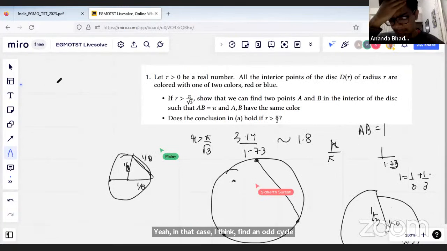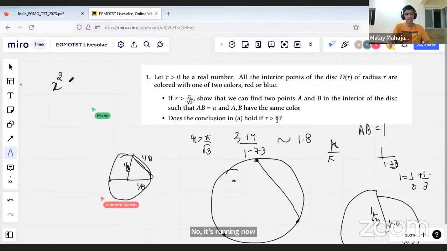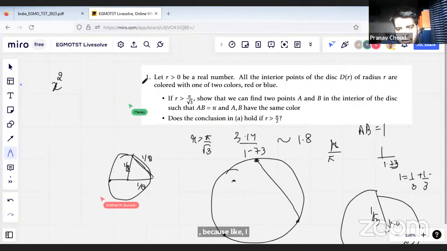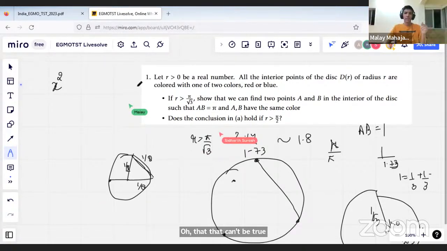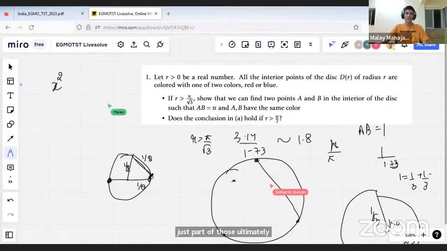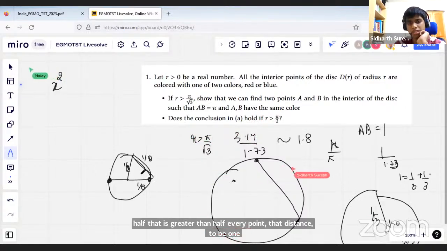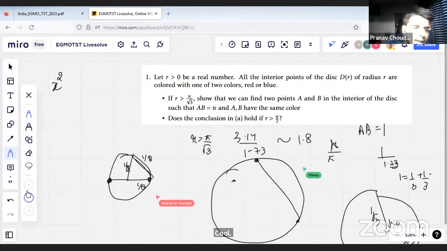So in the second one, I think it'll just be no. No, it shouldn't be no, because pi by root 3 is greater than pi by 2, right? That can't be true. We want to find some diametric points. Yeah, diametric points. You can just color those alternately, no? R is greater than half, and we want the distance to be 1. Just one semicircle blue, the other semicircle red. Okay. That is the equality case when r equals pi by 2. For anything greater than that, you can always find an odd cycle.